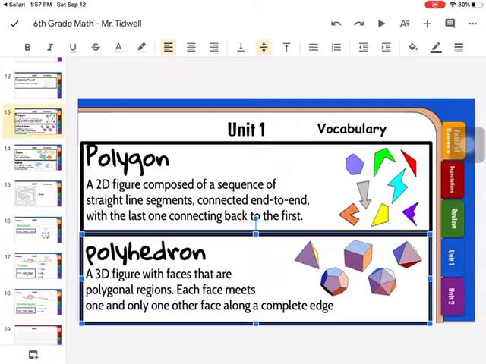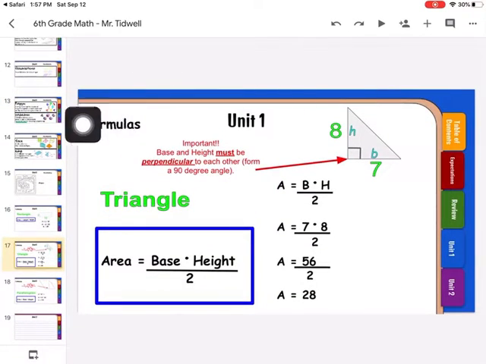So one of the big things that I want to talk about is our formula. So we see that down here. Again, this is obvious because it says formulas right here on the side. And as we've talked about before, here is our formula for the area of a triangle. Area equals base times height divided by 2. Okay? It's written like a fraction because that is the way we divide.